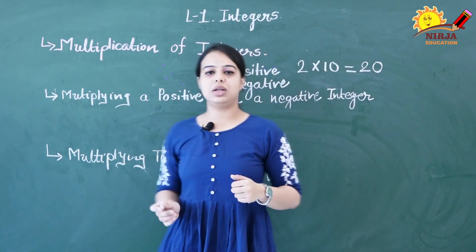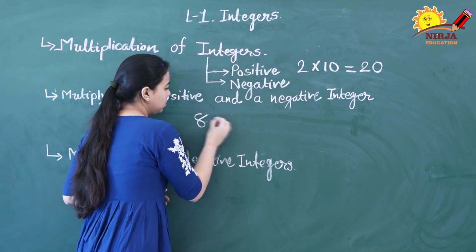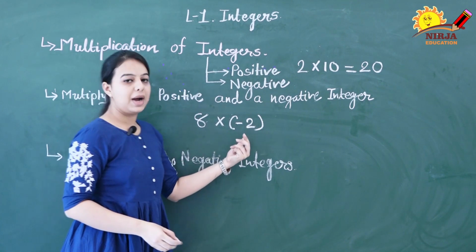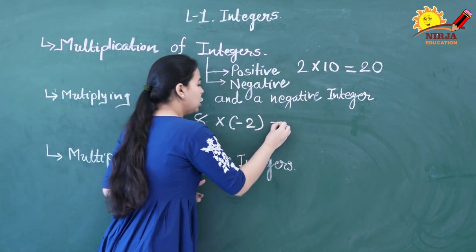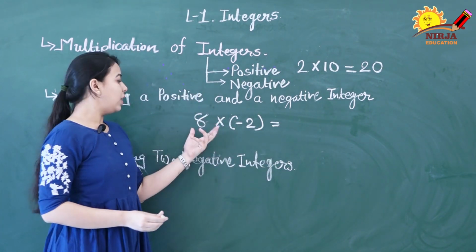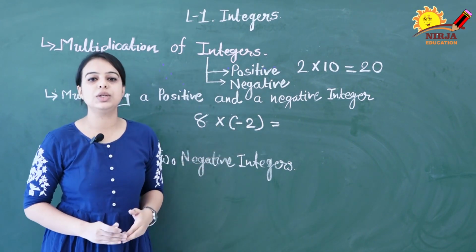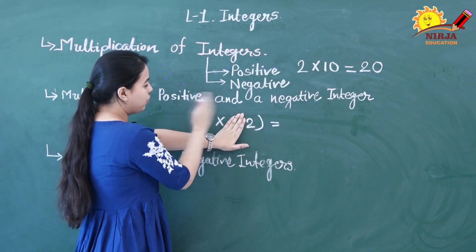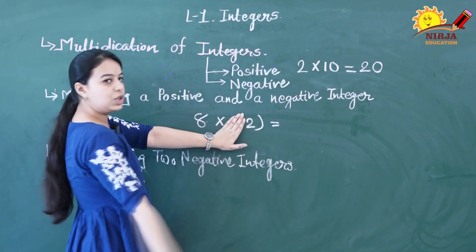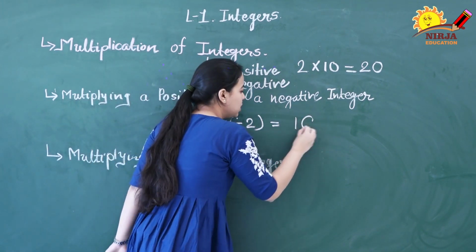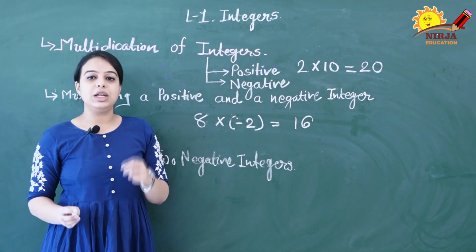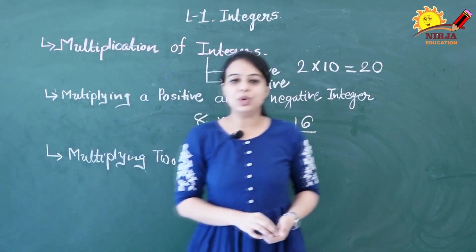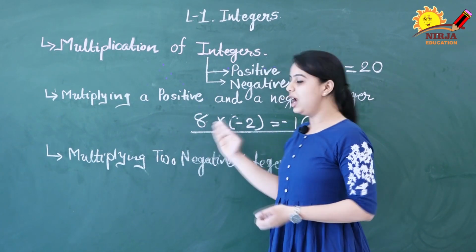Let's take two integers, one is positive, the other one is negative. 8 is a positive integer, minus 2 is a negative integer. While multiplying a positive and a negative integer, the first thing you need to do is ignore the sign and then do the multiplication. If we ignore the sign, 8 multiplied by 2 is equal to 16, and in the answer we need to add the minus sign. So this is how you can multiply one positive and one negative integer.